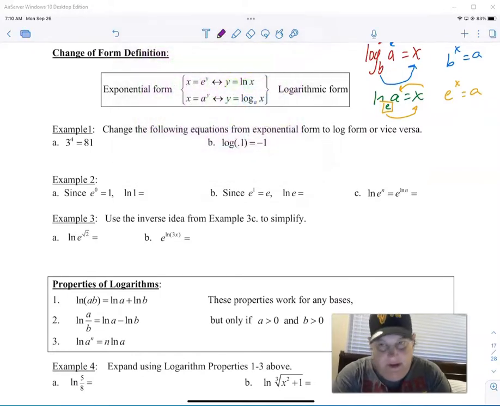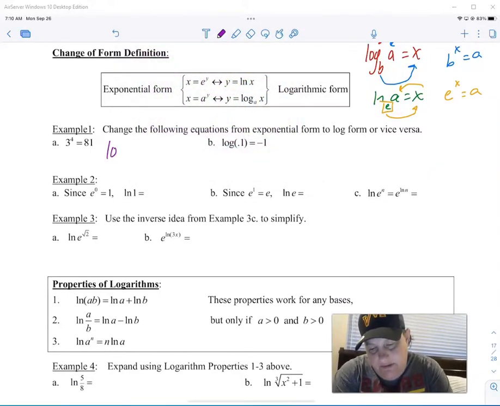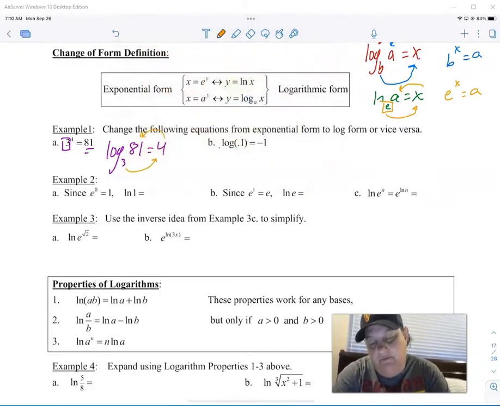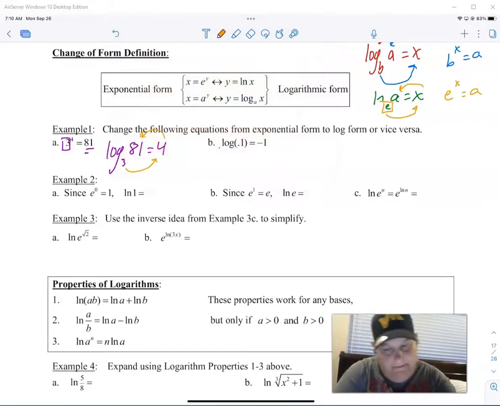3 to the 4th is 81. We know that's a true statement. So as a log, it would be log base 3, that's my base, of 81 equals 4. And then I just check it real quick at the end. 3 to the 4 is 81. Cool. Make sure I put it right.